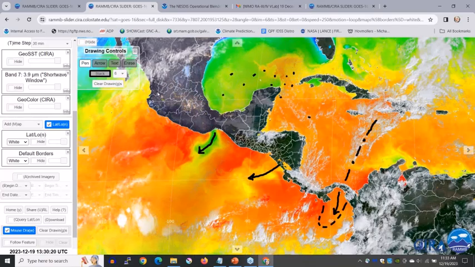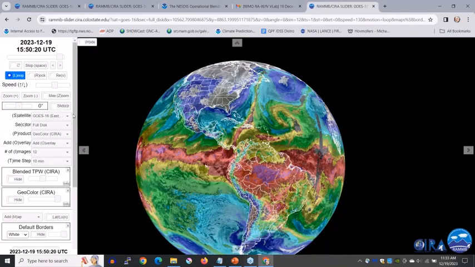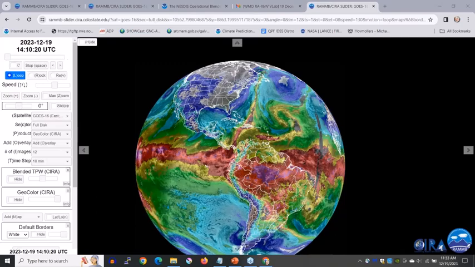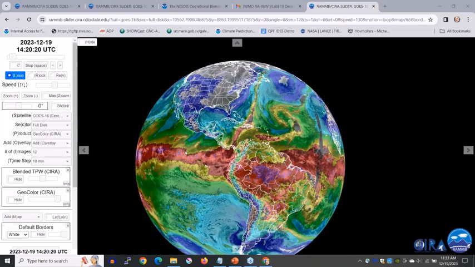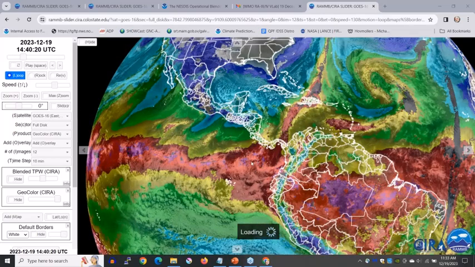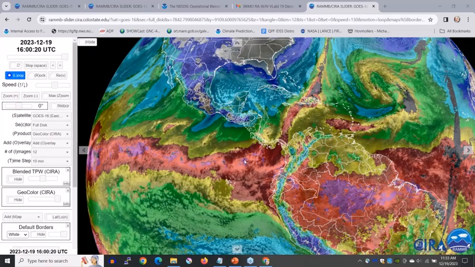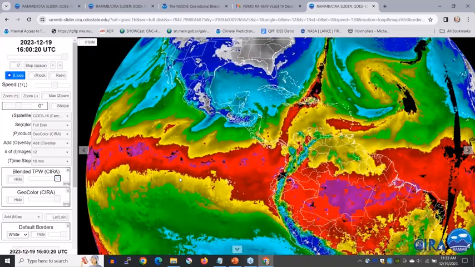So let me go to Sheldon's. Yeah, this is great. So here we have the geocolor and blended total precipitable water, ¿no? Acá tenemos el producto geocolor y el agua precipitable total, ¿no? Okay. So let me first put this to show the distribution of precipitable water. Vamos a comenzar mostrando la distribución de agua precipitable.